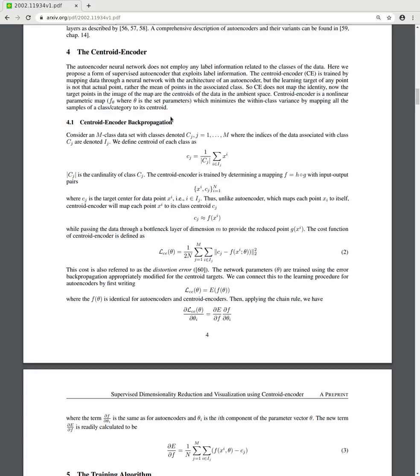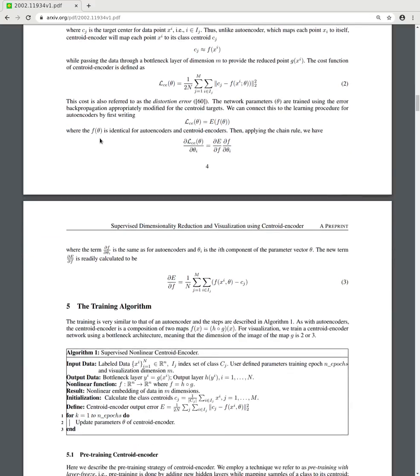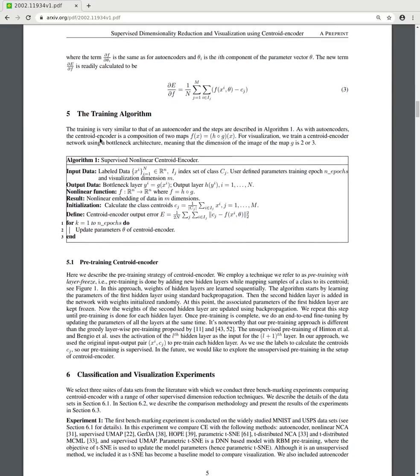Centroid-encoder backpropagation. Okay, I'm not reading this one. Training algorithm.